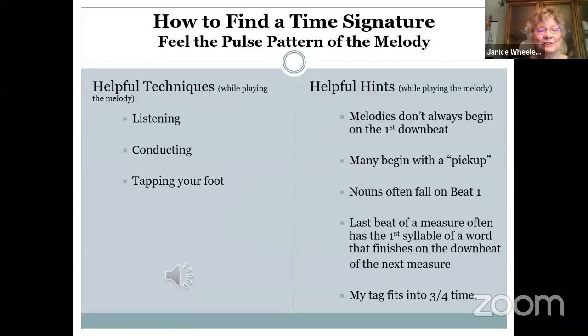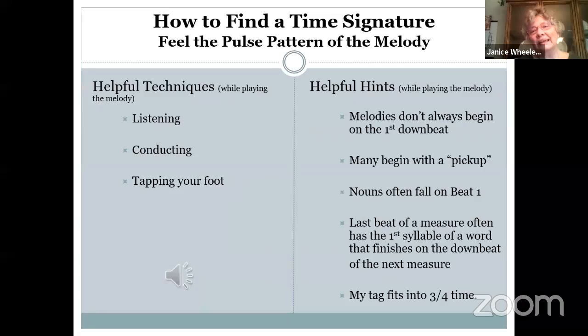Let's listen to it again and see if you can feel that. 1, 2, 3, 1, 2, 3, 1, 2, 3. So hopefully you felt that along with me.